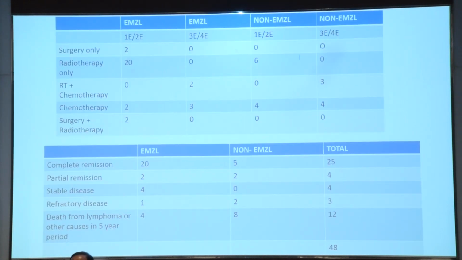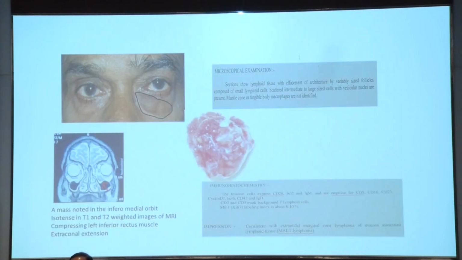These are the different treatments which we opted for: surgery only, radiotherapy only, radiotherapy plus chemotherapy, chemotherapy only, and surgery plus radiotherapy. And the orbital lymphomas were all stage E according to the Ann Arbor staging, the extranodal type, and were categorized accordingly. The treatment outcomes were seen, and in 25 cases there was complete remission.